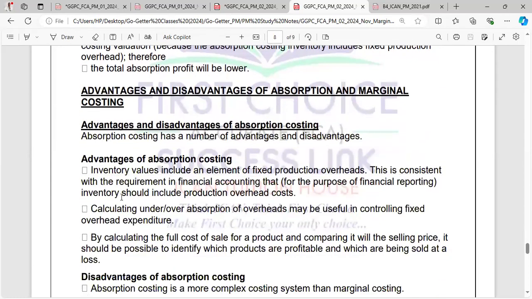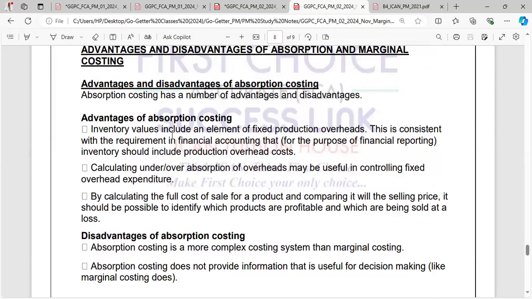Now there are advantages of using marginal costing and disadvantages. Advantages of absorption costing include that you have a fixed cost element in your production cost, and because you have fixed cost elements, this is consistent with financial accounting. Because of that fixed element, you can get the full cost of a product. You can also calculate something called under and over absorption, which may be used in controlling your fixed cost. And by calculating the fixed cost of a product, you can compare your costs with your selling price to know whether you are making profit or not.